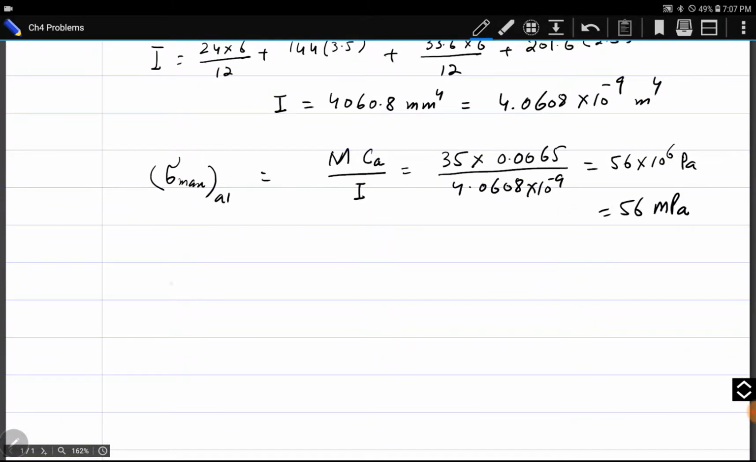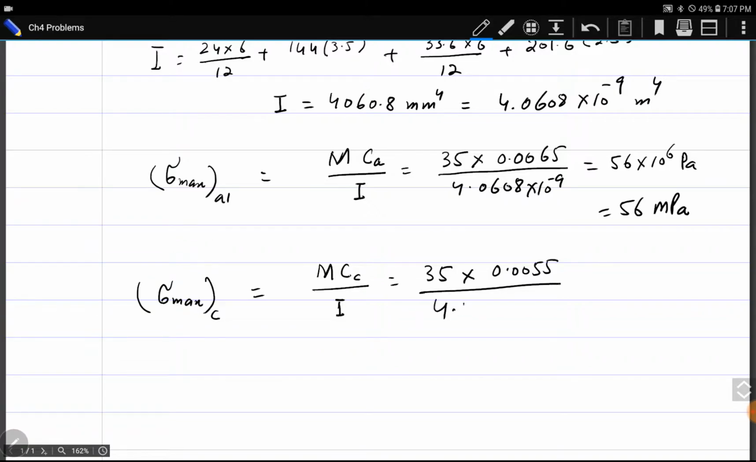Similarly, sigma maximum in copper is equal to moment into C of copper divided by I. Moment is 35 Newton meter. C for copper is 0.0055 meter, divided by I, which is 4.0608 into 10 to the power minus 9. So it comes out to be 66.4 into 10 power 6 pascals, or 66.4 megapascals.